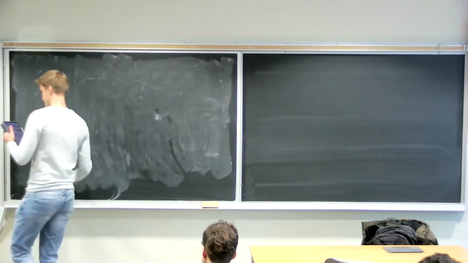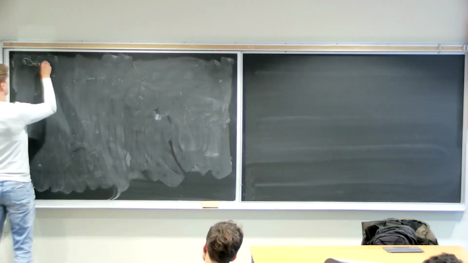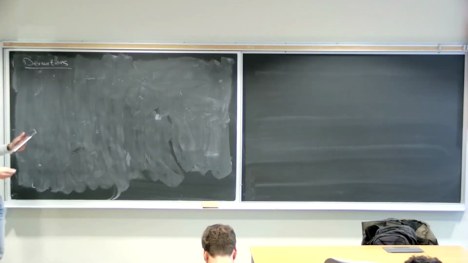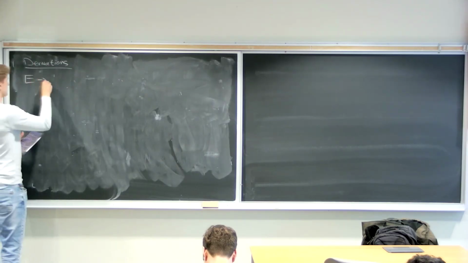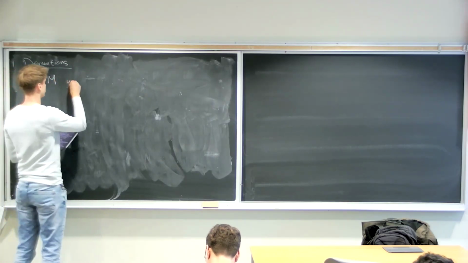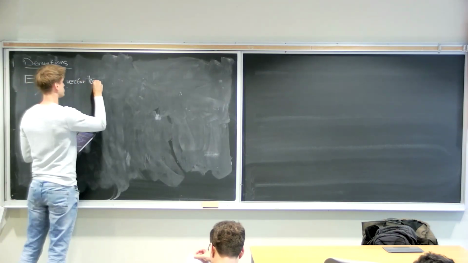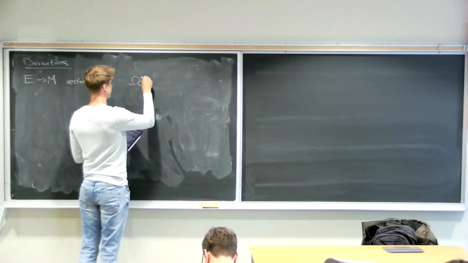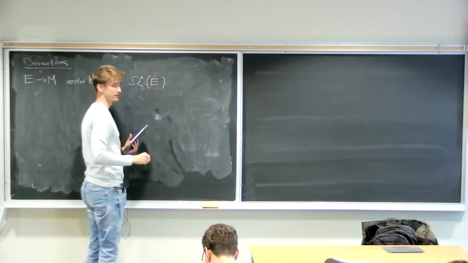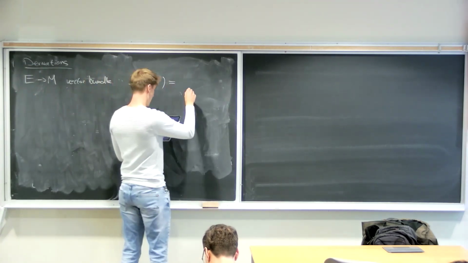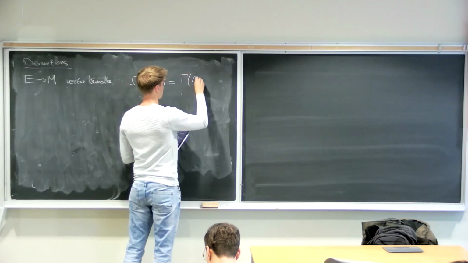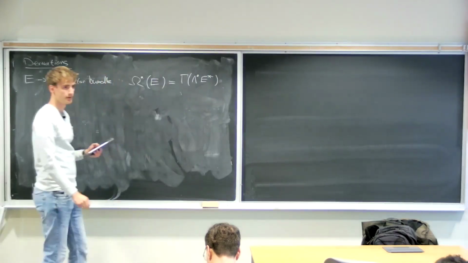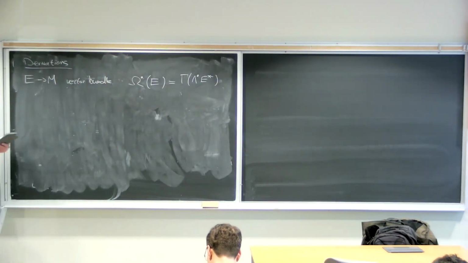So let's start with derivations, ordinary derivations on a vector bundle. For this, we fix a vector bundle. And throughout, I'll use the following notation for forms on the vector bundle, by which I do not mean forms on the total space of the vector bundle, but sections of the exterior algebra of the vector bundle.